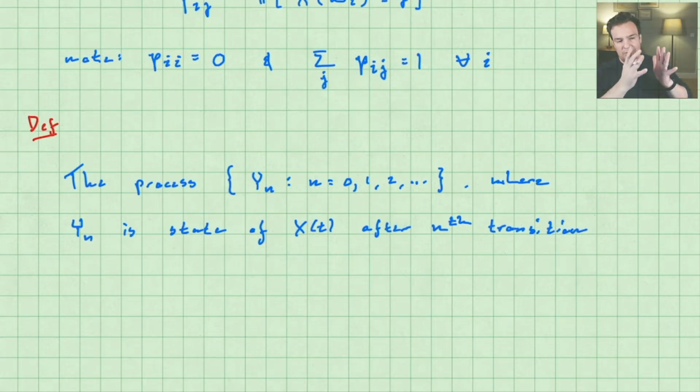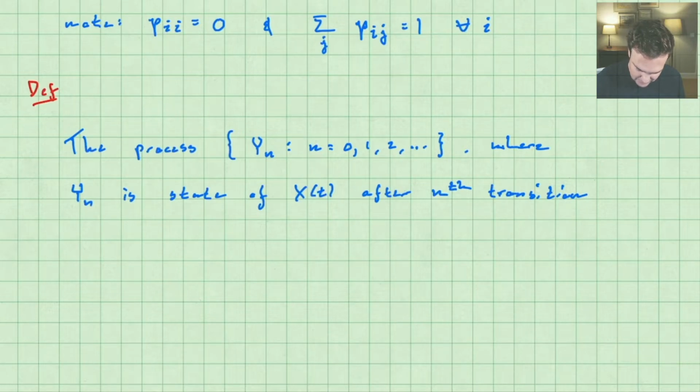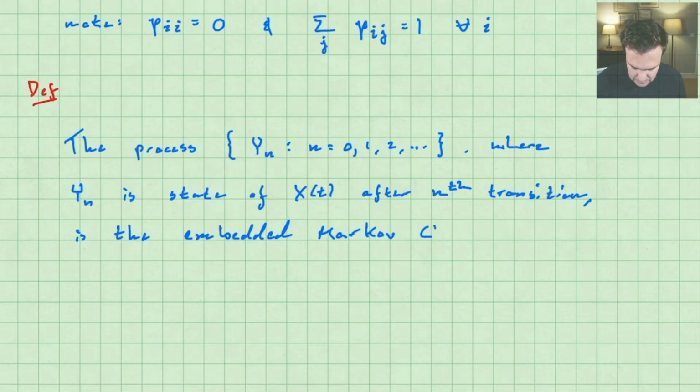So we've sorted our time into blocks, each of the different sojourn times. So this process is the embedded Markov chain. You get one of these every time you have a Markov process. It's just like you say, okay, discretize the time. And so that's what this is, the embedded Markov chain.